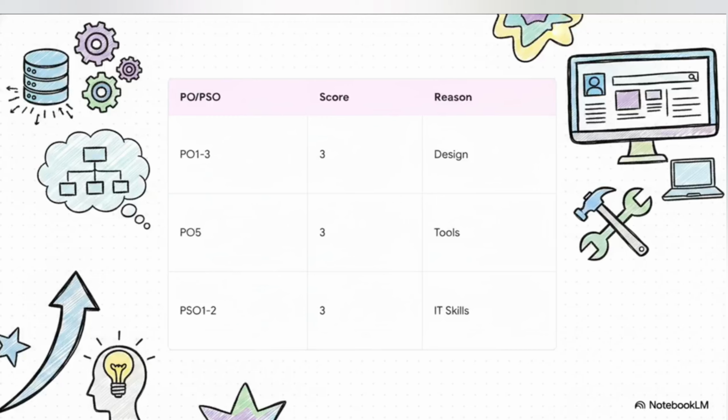Because they're using modern tools like MySQL, PO5 gets a 3. And importantly, because database development is a very key specific skill for an IT student, it also scores a 3 for both PSO1 and PSO2. You can really see how this one rigorous course outcome heavily supports the entire program's goals.